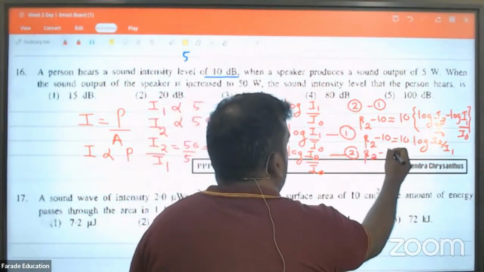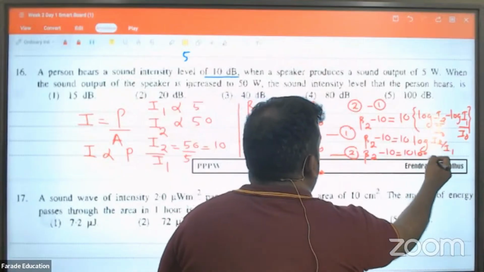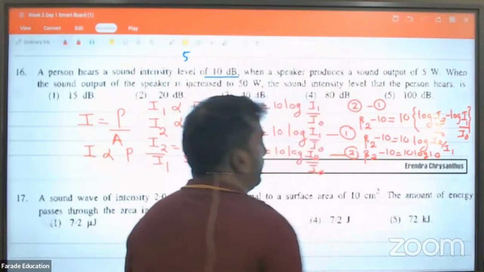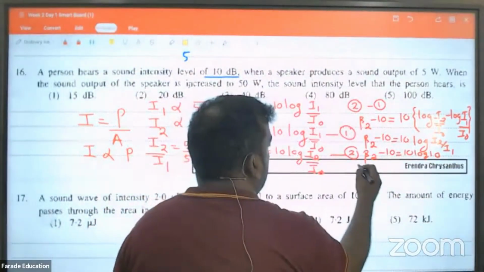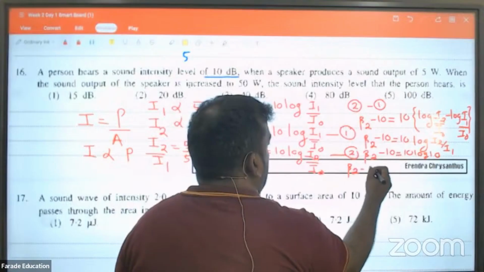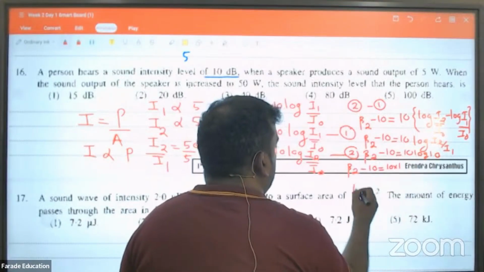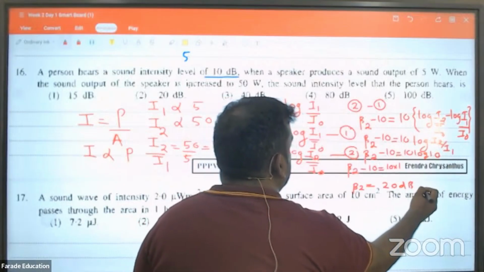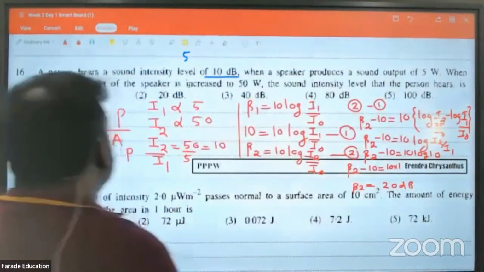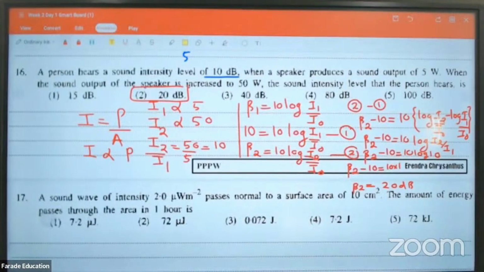Now do the substitution. Beta 2 minus 10 equals 10 log of I2 over I1, which is 10. Log 10 is 1. So beta 2 minus 10 equals 10 times 1. From this, beta 2 is going to be 20 decibels. 20 decibels means answer number 2.